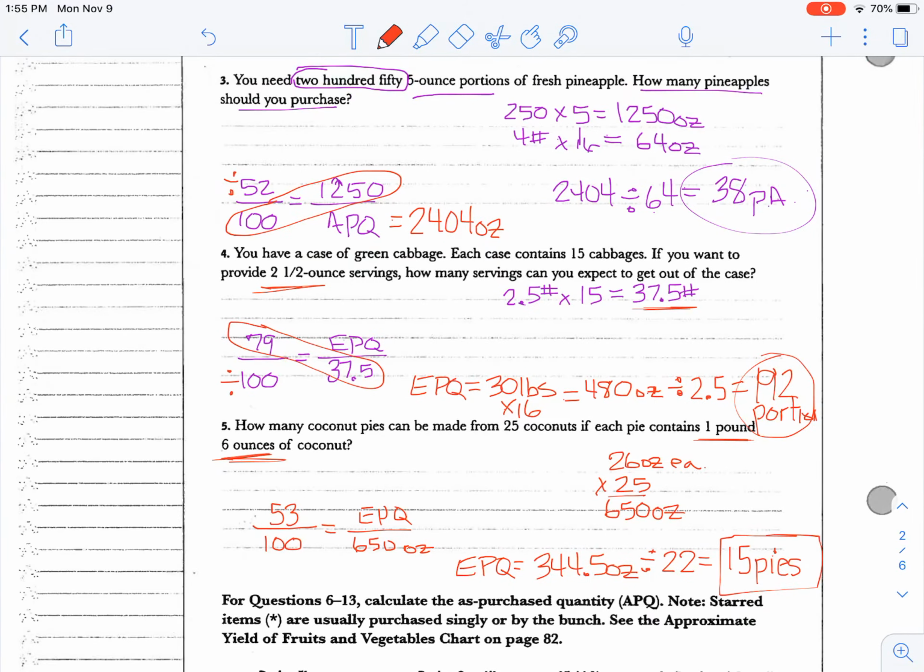All right. I hope this helps you understand a little bit more about yield percentage and gets you into some more intense situations and scenarios.